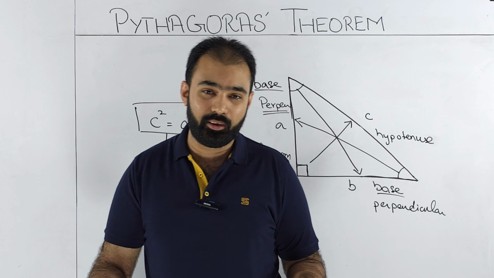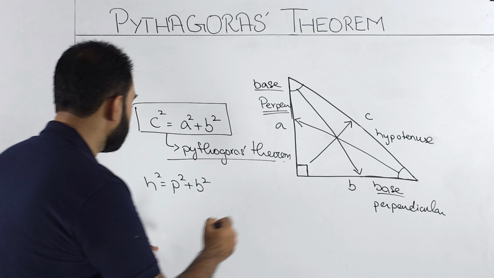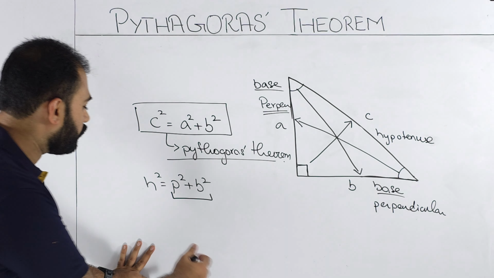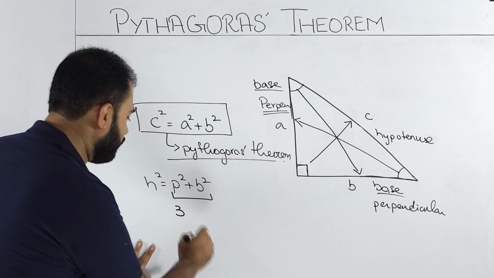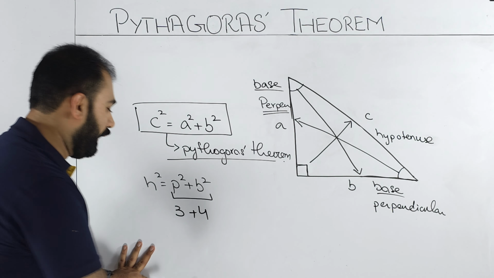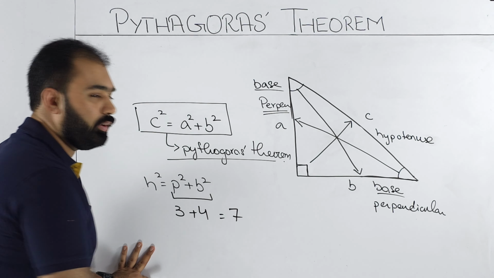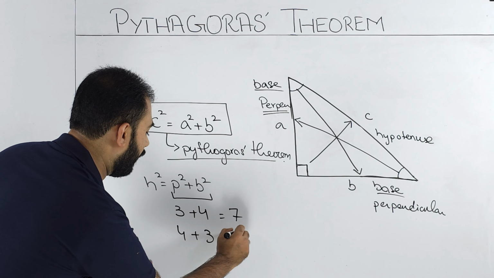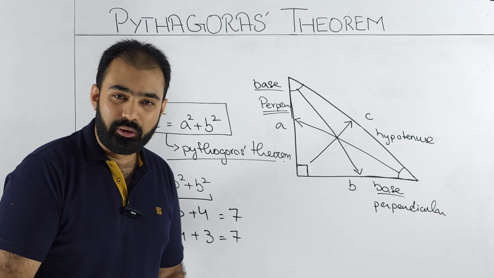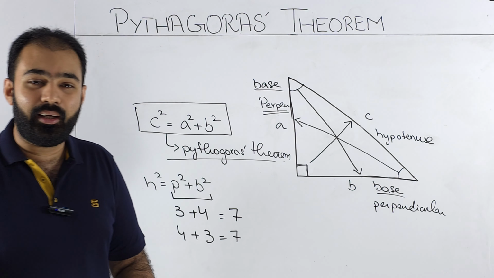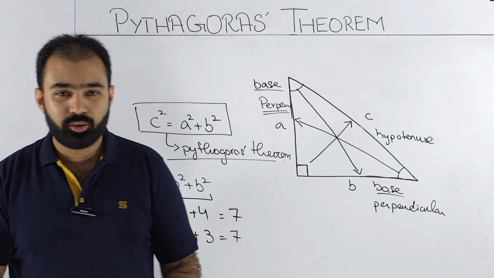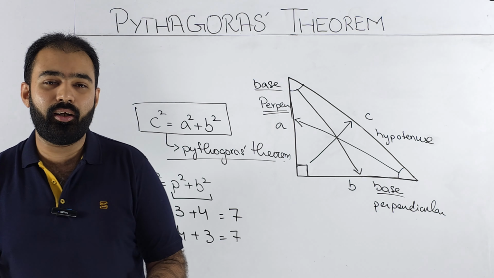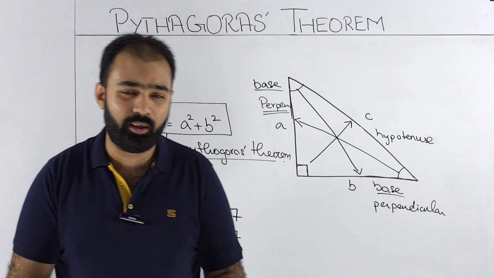Why is it accepted? Because it is an addition. Suppose I say perpendicular is 3 and base is 4. What do I get? 7. What if I interchange it? Let's say 4 is perpendicular and 3 is base. Again, I am getting 7, which means the end result does not change. So if I call perpendicular the base or base the perpendicular, it will not have much effect on the final answer.